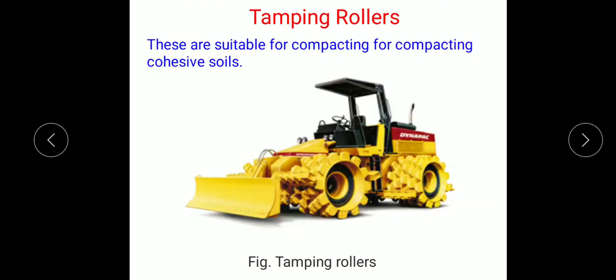The next type is the tamping rollers. So the figure shows a tamping roller. As the name indicates, it is used for tamping the soil, and such type of rollers are generally suitable for compacting a cohesive soil.